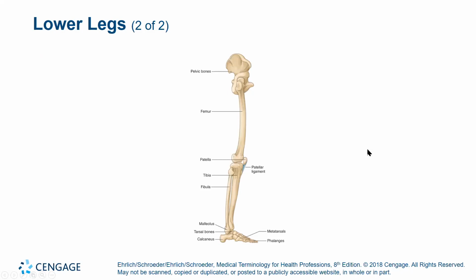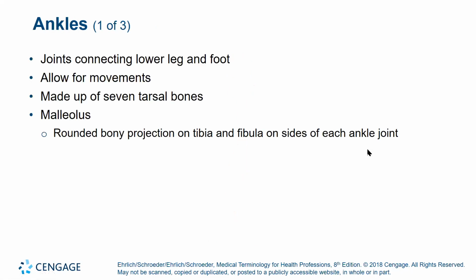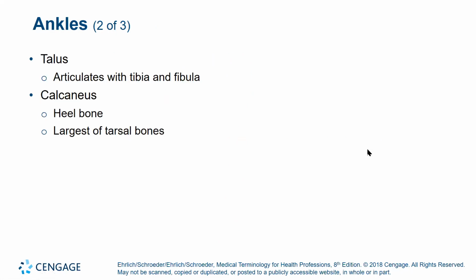So this is the lower leg bones. Ankles, these ankles are the joint connecting the lower leg and foot. They do obviously allow for movement. They're made up of 7 tarsal bones. The malleolus is a rounded bony projection on the tibia and fibula on the sides of each ankle joint. We have the talus. This articulates with the tibia and fibula. Calcaneus is the heel bone, which is the largest of the tarsal bones.